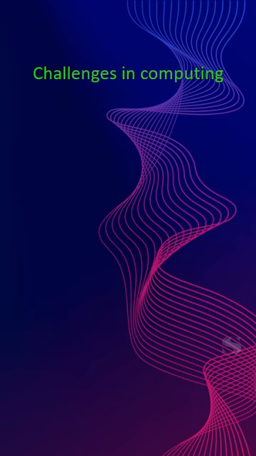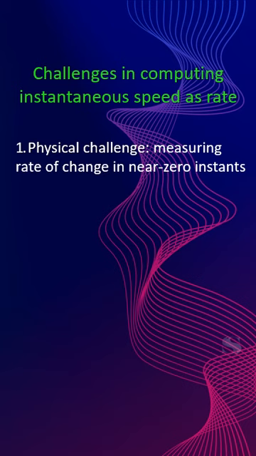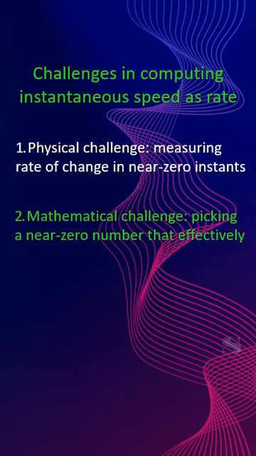We can restate the challenges in computing instantaneous speed as rate in three discrete categories. First, the physical challenge. This is about the impossible task of measuring rate of change in near zero instants. Second, the mathematical challenge. This is about the challenge of actually choosing the near zero number for the instant that are same as being zero in the context of the changing quantity.